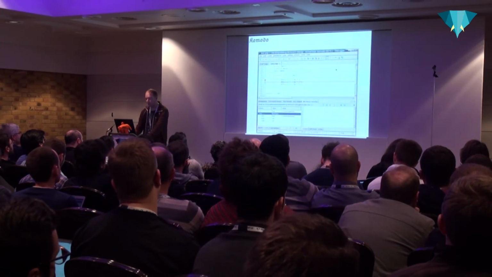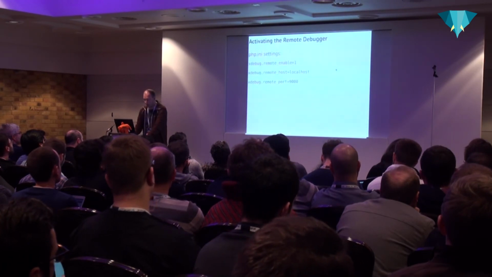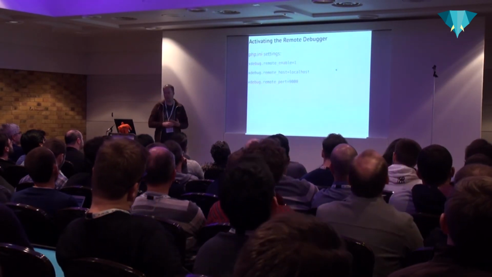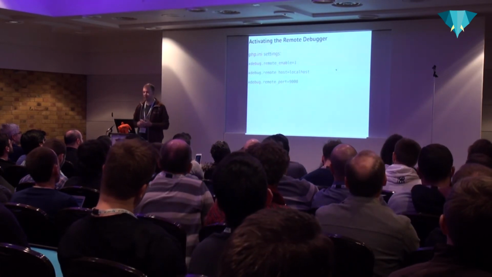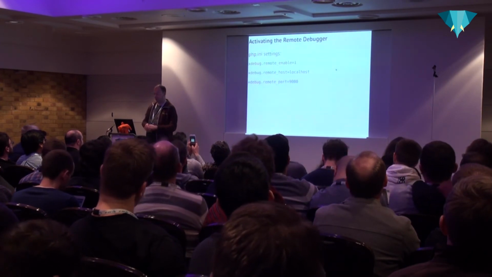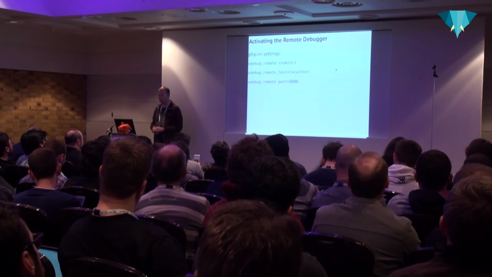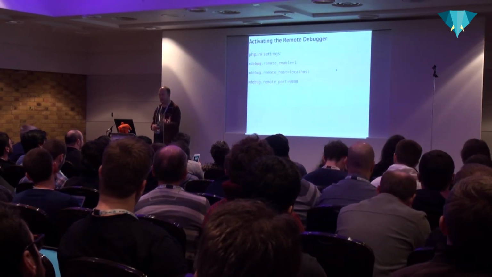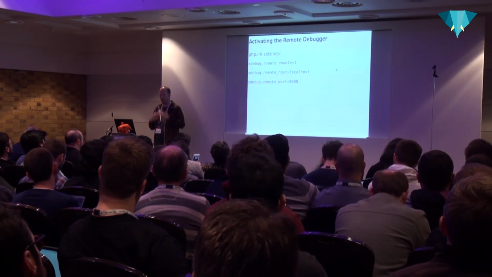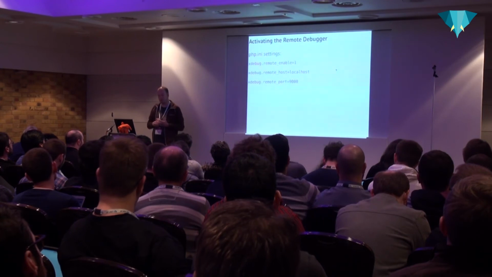I will skip the slides because we've just seen how it worked. Oh yeah, of course, you need to turn it on. Turning it on is kind of important, otherwise it doesn't work. So you turn it on by setting remote enable to 1. And then you can configure the remote host and port. And this is sort of important because it is Xdebug that connects to your IDE. So your IDE is actually the server and Xdebug is the client. And that's something that people tend to miss once in a while.